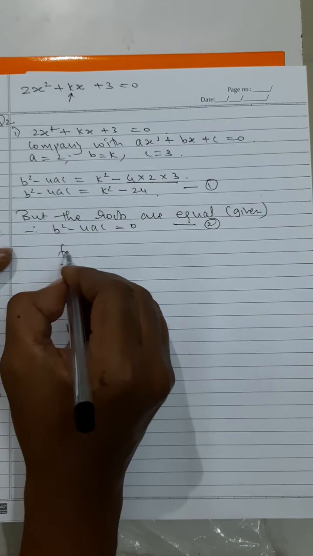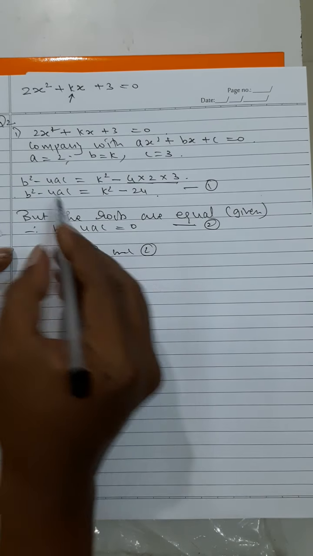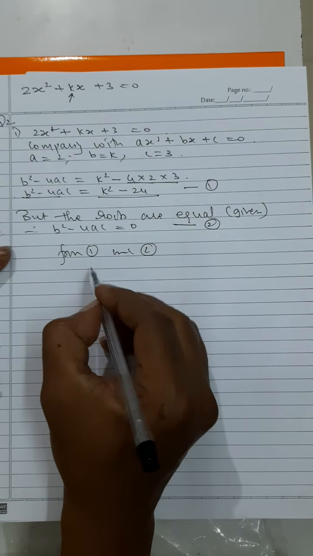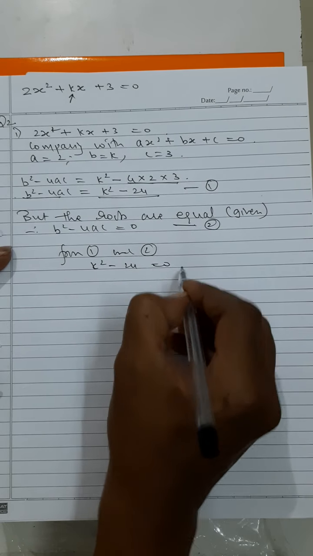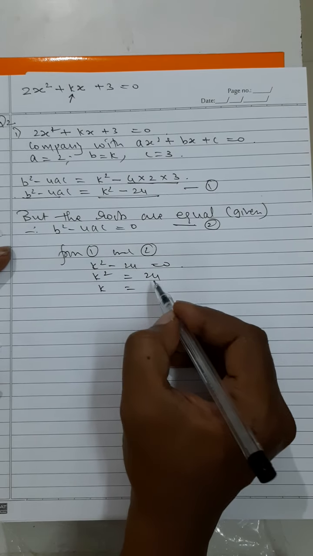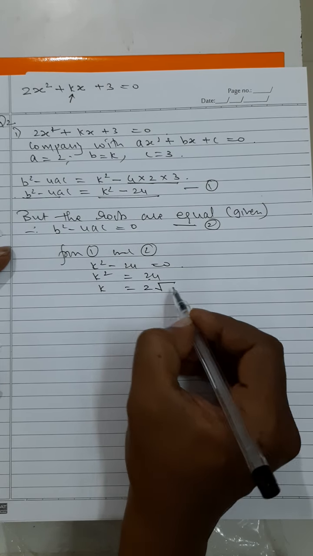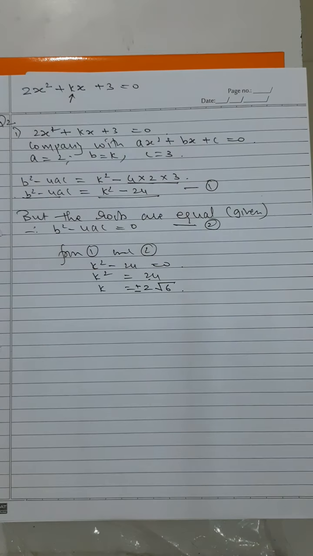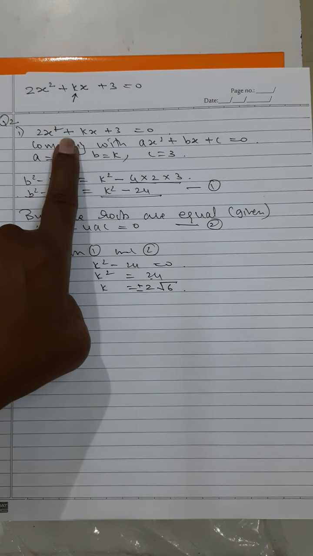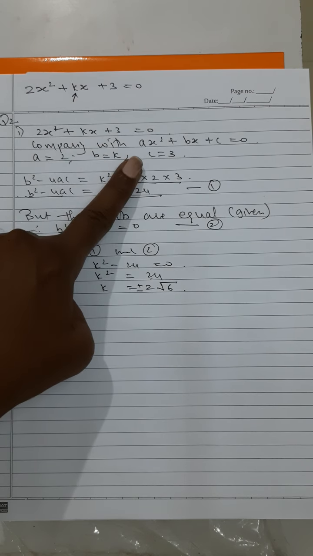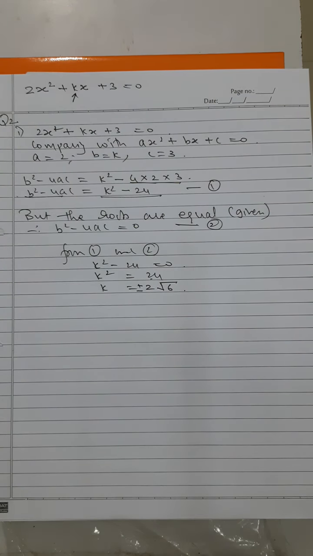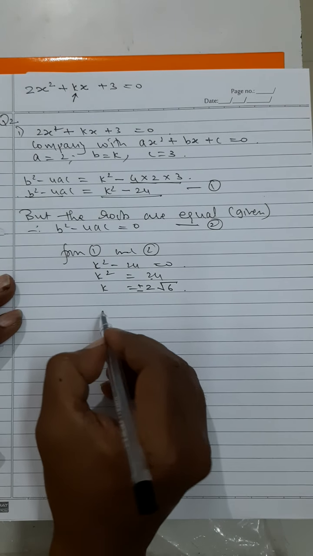So from 1 and 2, basically this is the value of b square minus 4ac, and this has to be equal to 0. That means this value, k square minus 24, has to be equal to 0. Therefore, k square is equal to 24. Therefore, k is equal to, 4 6s are 24, plus or minus 2 root 6. Okay. So if you substitute over here, 2x square plus 2 root 6 x plus 3 equal to 0, or 2x square minus 2 root 6 x plus 3 is equal to 0. These are the values of k. k is equal to plus minus 2 root 6.